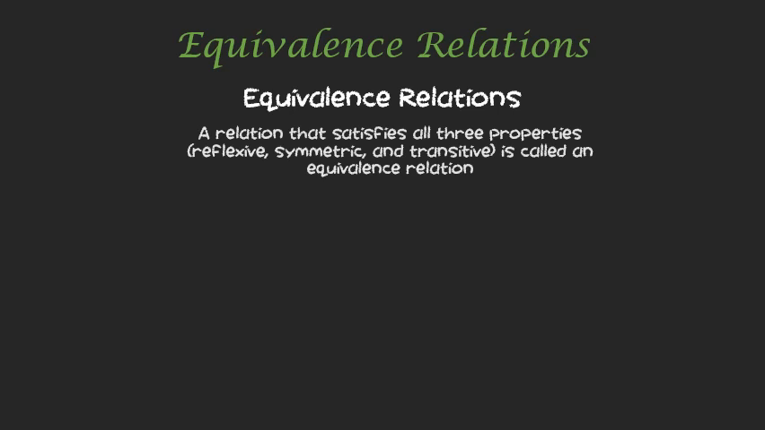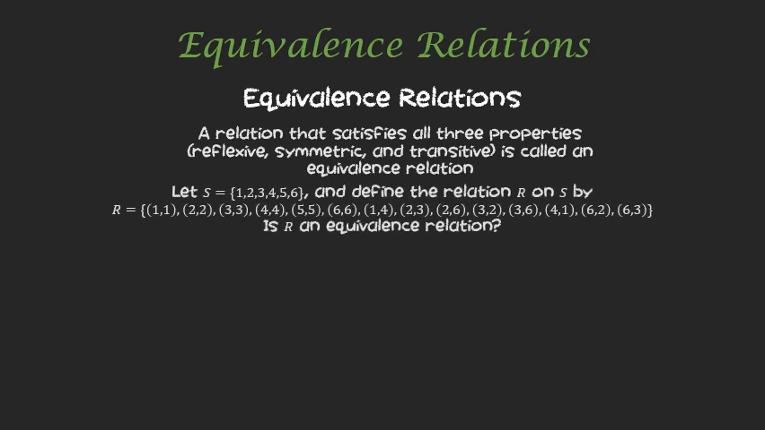We'll start with just the definition. A relation that satisfies all three properties, the reflexive, symmetric, and transitive properties, is called an equivalence relation. So we'll start with an example here.